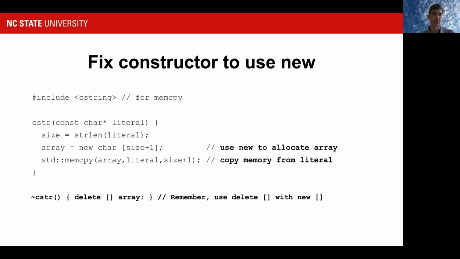Okay, so now my constructor is using new instead of malloc. And my destructor is using delete. Also note my new is really new for arrays, right? It has this bracket on the end, which means my delete needs to have a bracket inside of it.